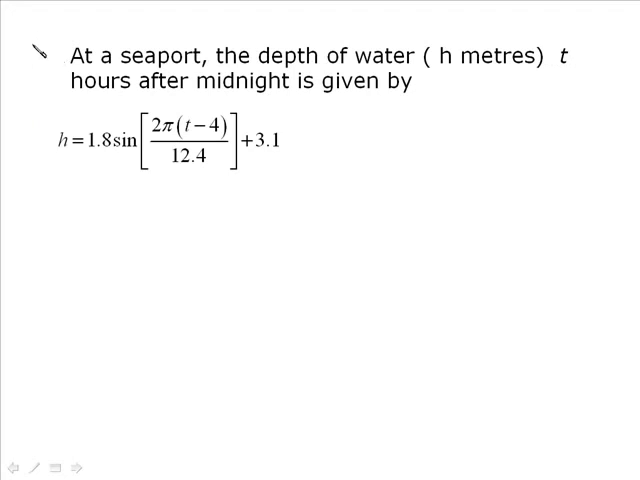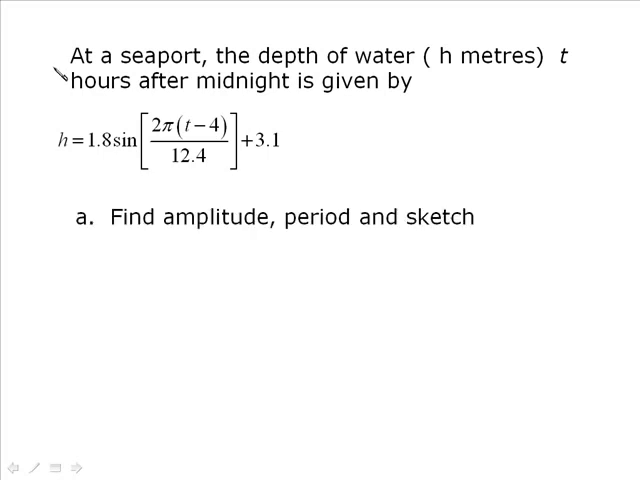So here we have an equation comparing the depth of water t hours after midnight. So this is another one of those tide problems. But here the equation is a little bit more complex. So h is equal to 1.8 sine bracket 2 pi t minus 4 over 12.4 plus 3.1. The instructions are to find the amplitude, the period, and then sketch.